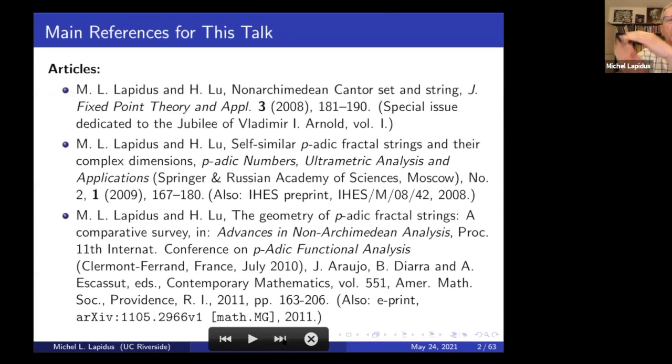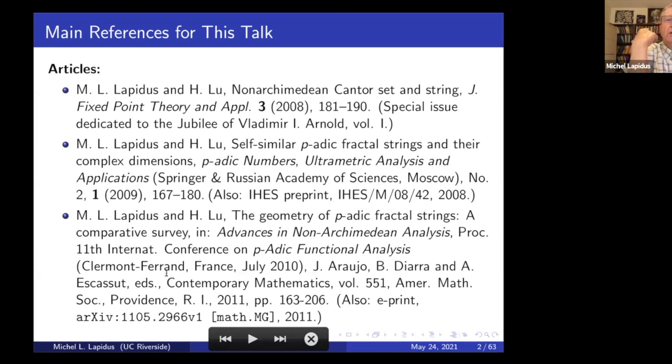So these are some references. Most of the work is joint with one of my former PhD students, Hong Lu, and some of the work is also joint with one of my frequent collaborators, Michiel van Frankenhuizen. Normally in the theorems it's mentioned which reference it's alluding to, but unfortunately you will not be able to see that in this particular file because it's hidden for some reason.